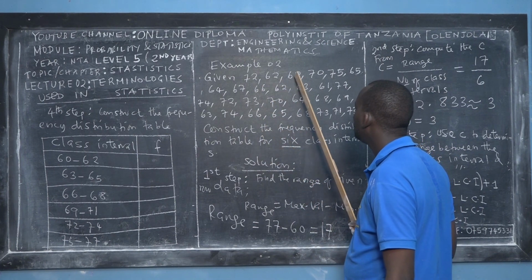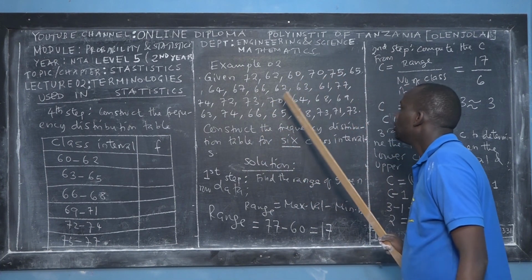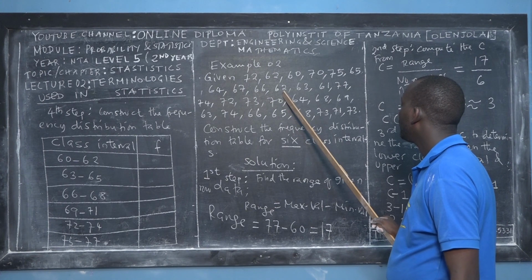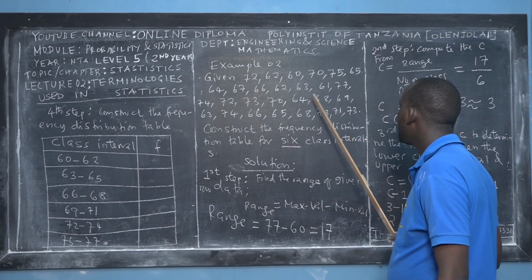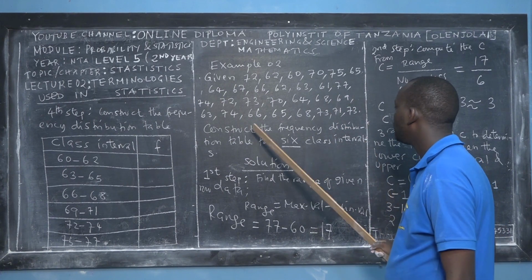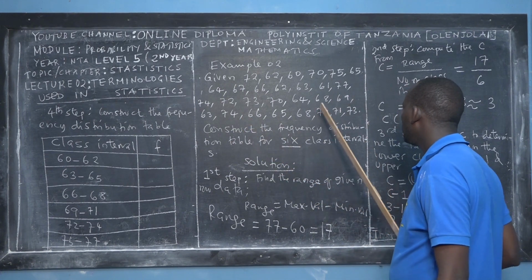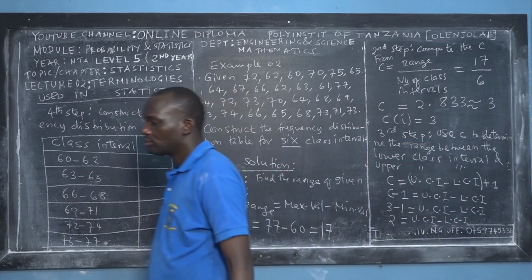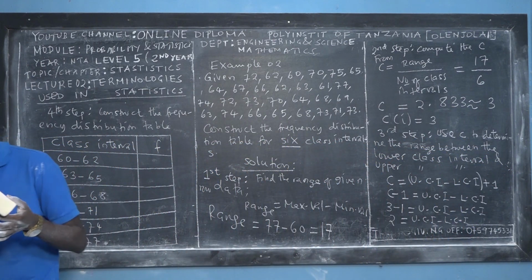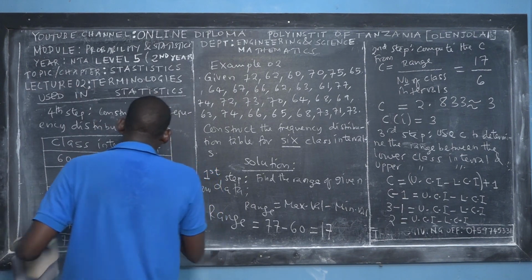So 1, 2, and then 3, 4. So you have 4 numbers, so the frequency is equal to 4. So you do the similar step, so you count 4.